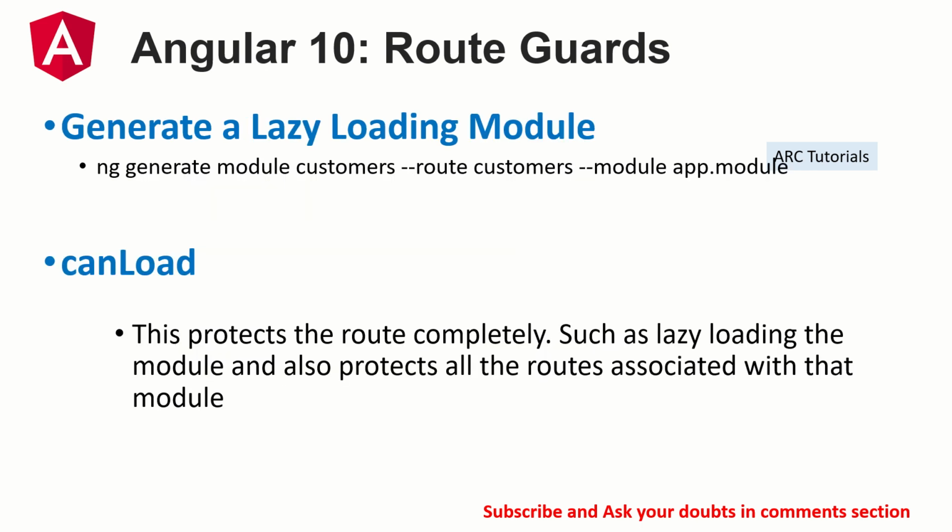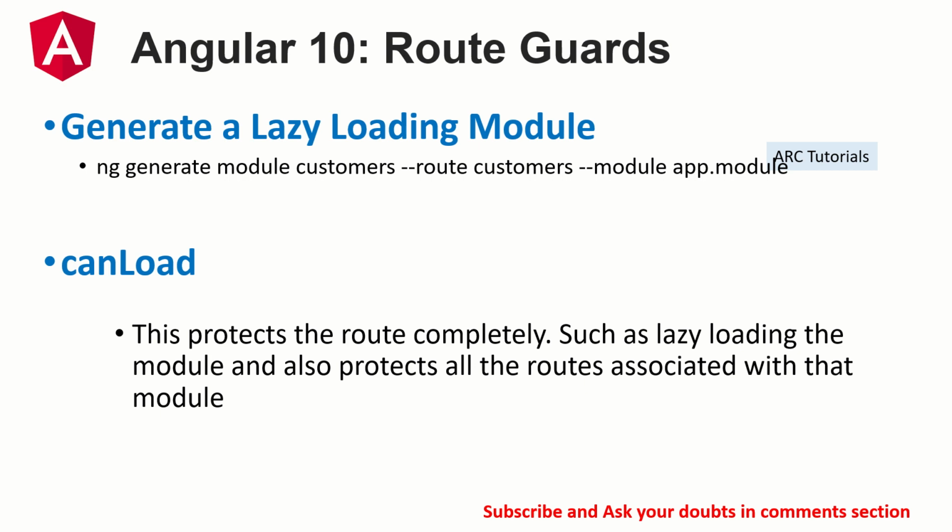In order to work with CanLoad, you need a lazy loading module. If you don't have one, you can use this command to generate one, which is ng generate module, in this case customers, with the route and module flags, and the app module. That will generate your lazy loading module. Now remember, CanLoad is the route guard that will decide if the user has access to that lazy loading module. When it resolves to true, he can load that module. But if not, he cannot access the module. I'll show you that in just a bit in the hands-on exercise.